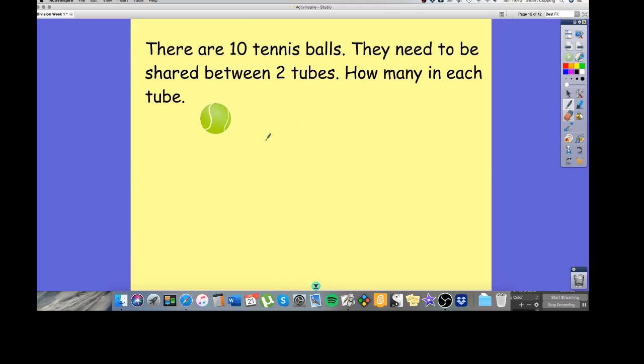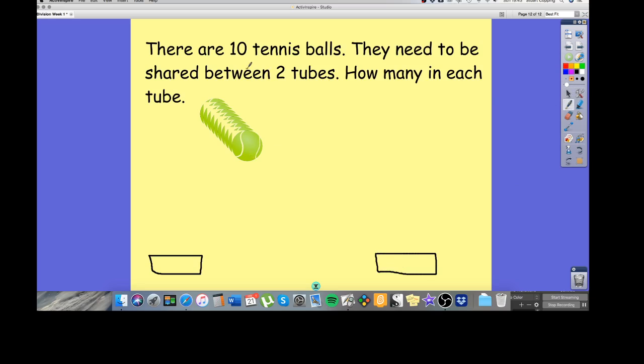Okay, let's have a look at another one then. This time I've actually got some tennis balls to help me. So there are 10 tennis balls. They need to be shared between 2 tubes. How many do we get? How many in each tube? So there's my one. I'm going to get 10 tennis balls, okay? So we've got 2, 3, 4, 5, 6, 7, 8, 9, 10. There's my 10 tennis balls. I need some tubes. So there's one tube. There's another tube, okay? And we're going to share them equally.